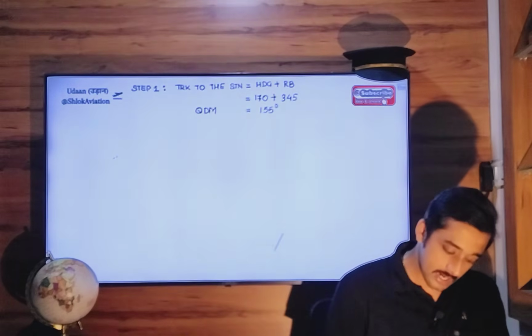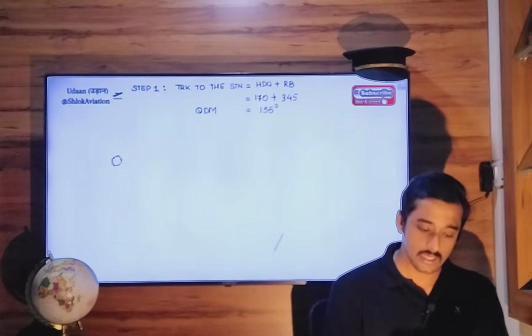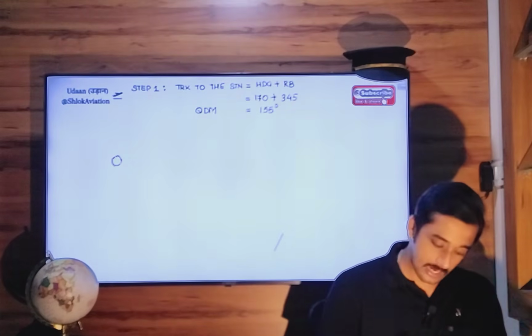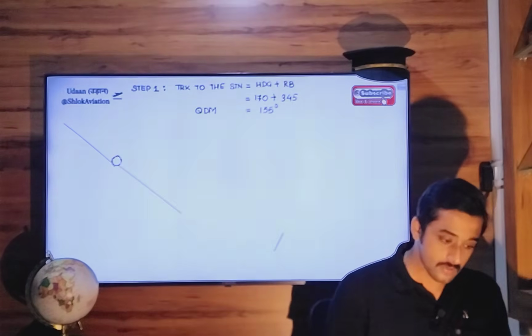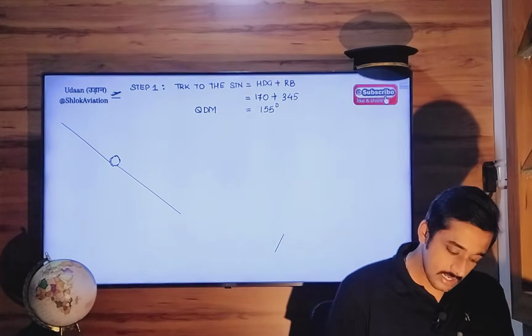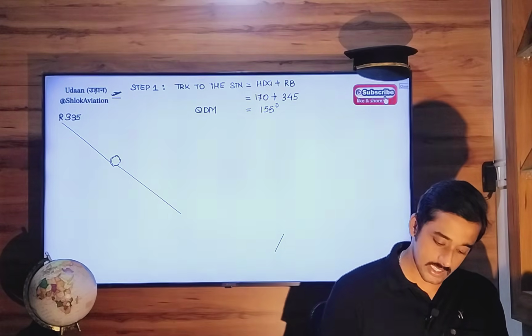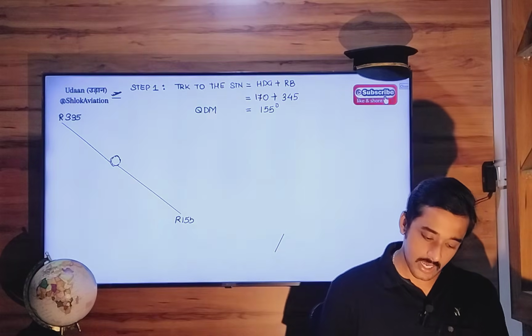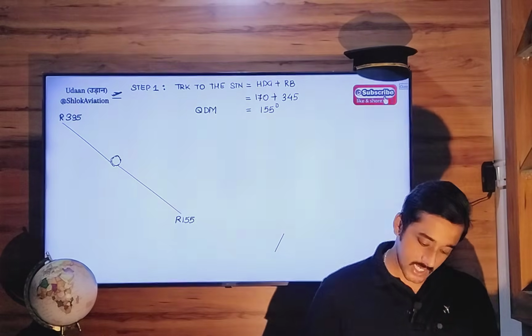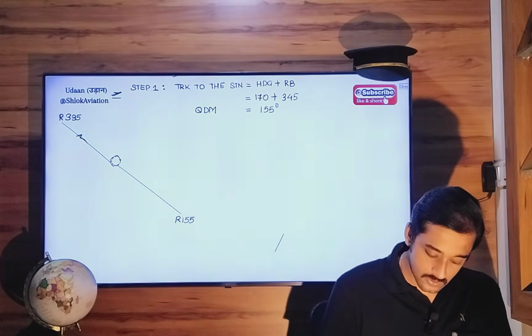So let's say this is your NDB station. The reciprocal of 155 is 335. That means your aircraft is currently on, let's call this radial 335. It is not radial, but still for understanding. And this track is 155. So aircraft is flying inbound towards the NDB station on a track of 155 like this.